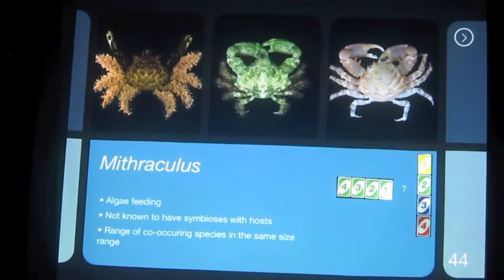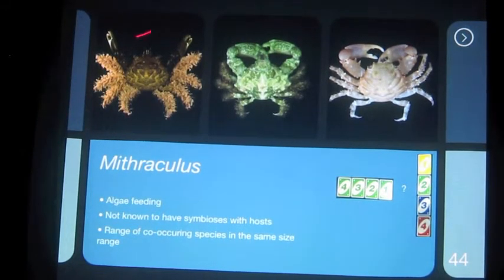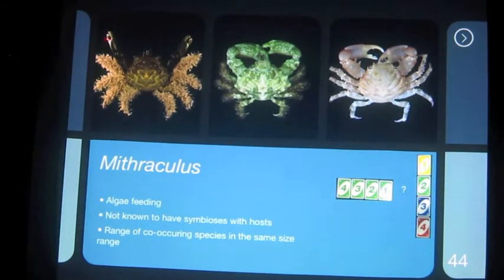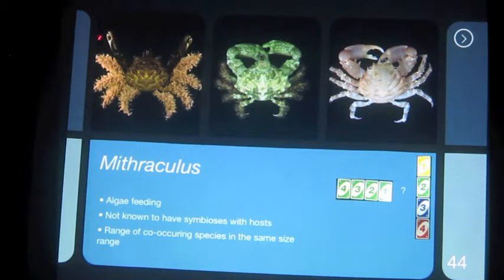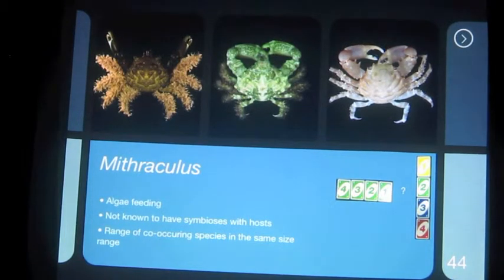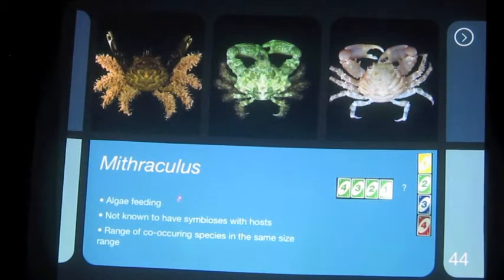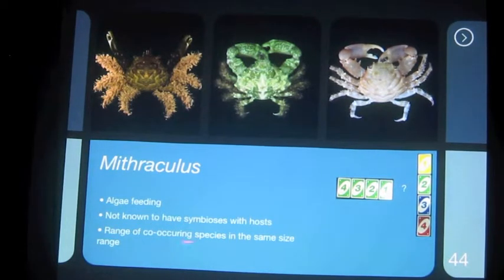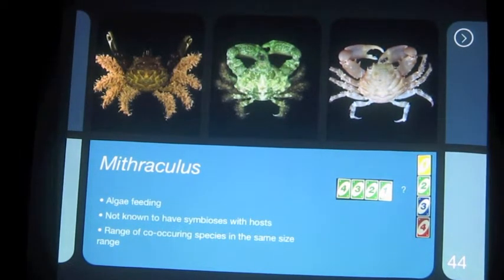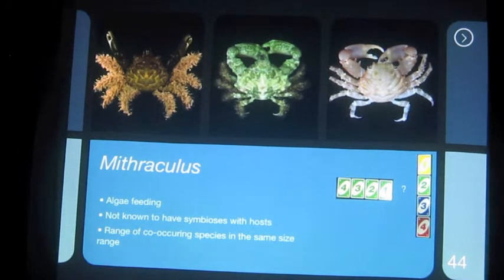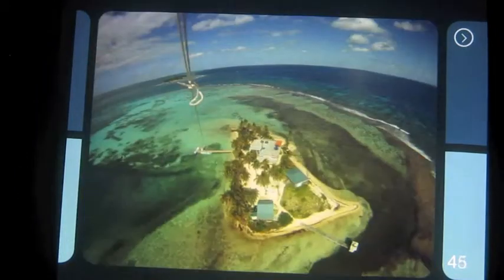They all eat algae. And if you look at the chelae, or the claws, and the tips, they're actually shaped like little spoons. So this is an adaptation to scraping algae off of rocks. These are purely algae-feeding crabs. They're not known to have symbiosis with their hosts, but there is a range of co-occurring species in the same size range. So I wanted to ask the same question again. Diversity or redundancy?